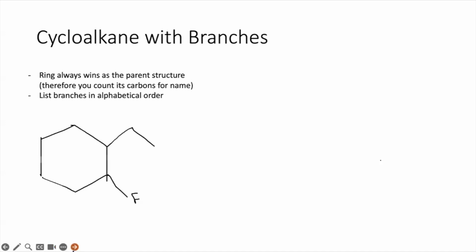So you want to list your branches in alphabetical order. Additionally, we're going to throw these branches on the 1, 2 position. We could even say 1, 2 here, and it actually would be the same as long as they're in the 1, 2 position, because if I were to flip this, it would still be the same structure if we were to hold it in 3D.